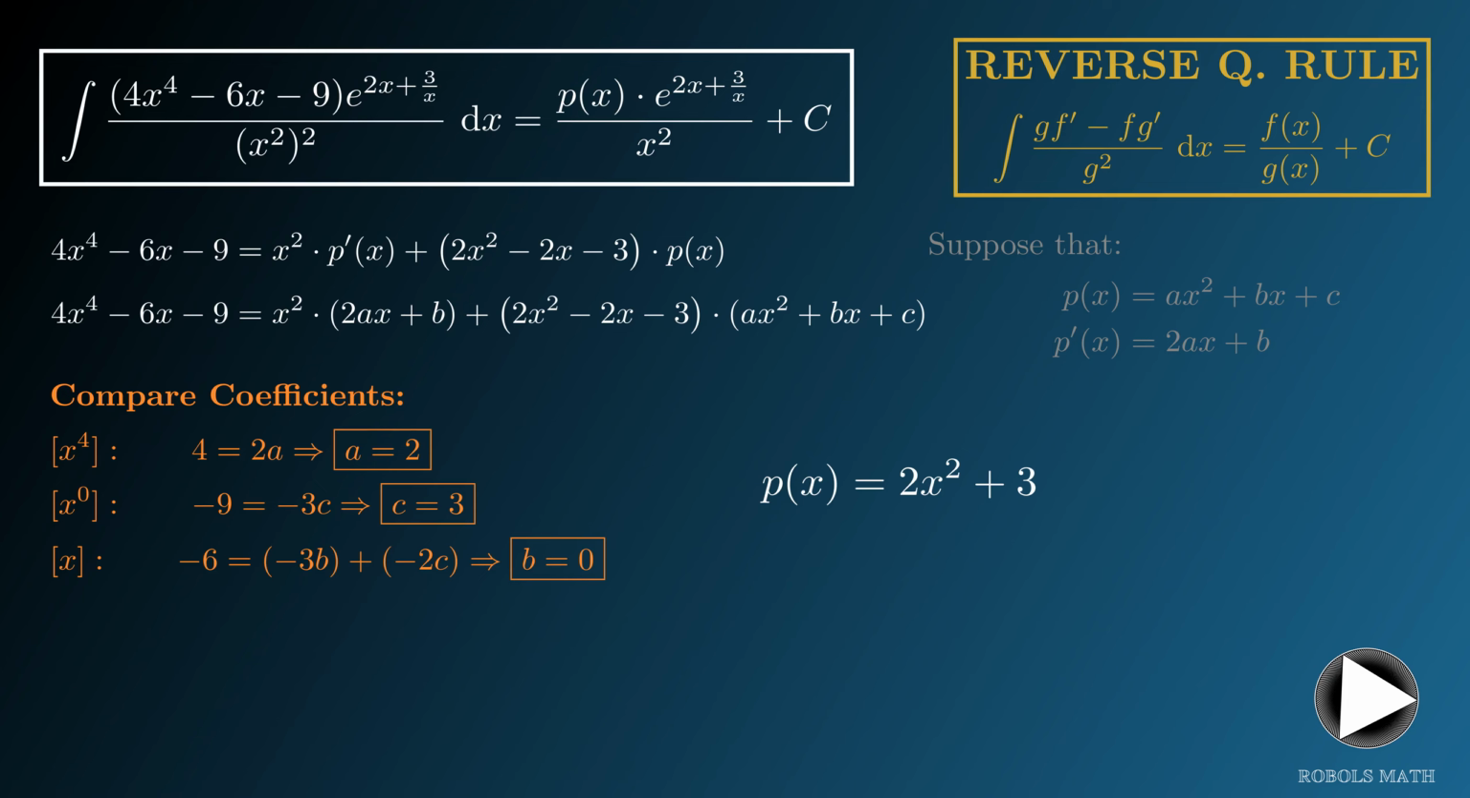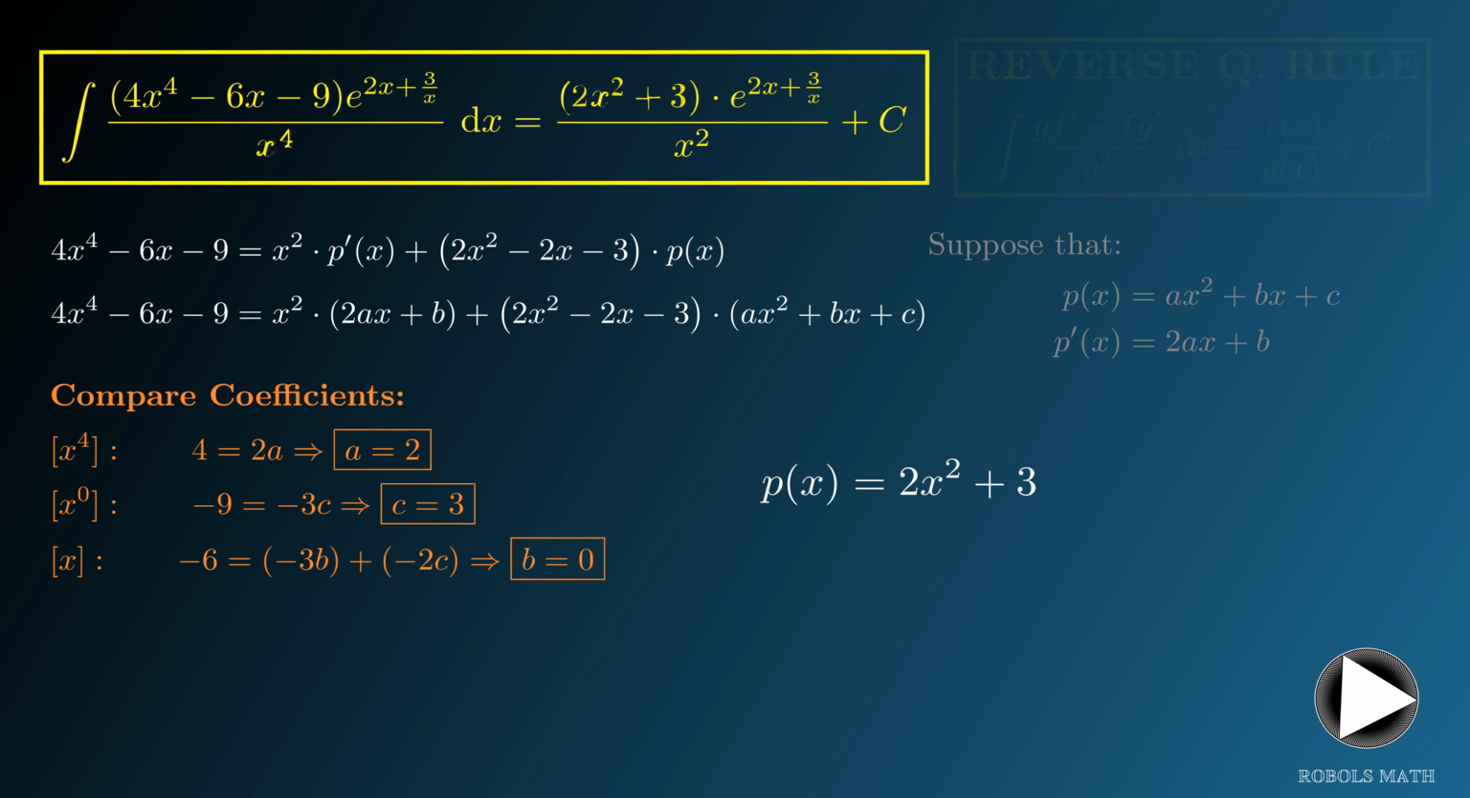Ultimately, the integral we are looking for is 2x squared plus 3 times e raised to 2x plus 3 over x, all over x squared, plus the integration constant c. You can check that this is correct by differentiating this result and checking if it is indeed equal to the integrand that we have.